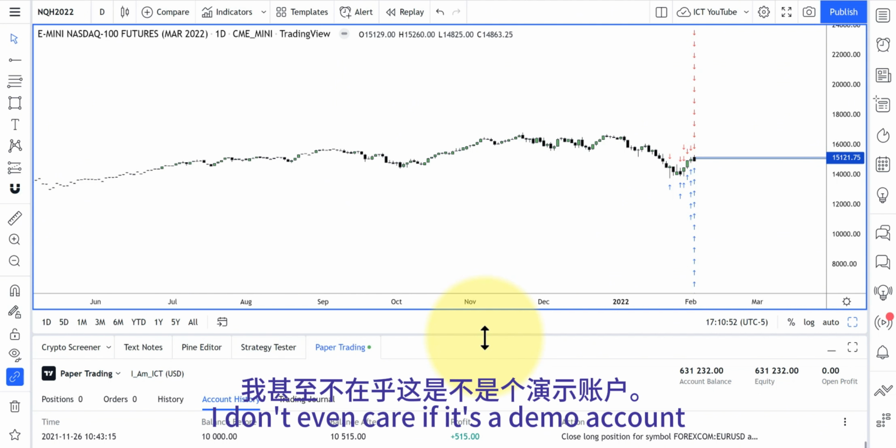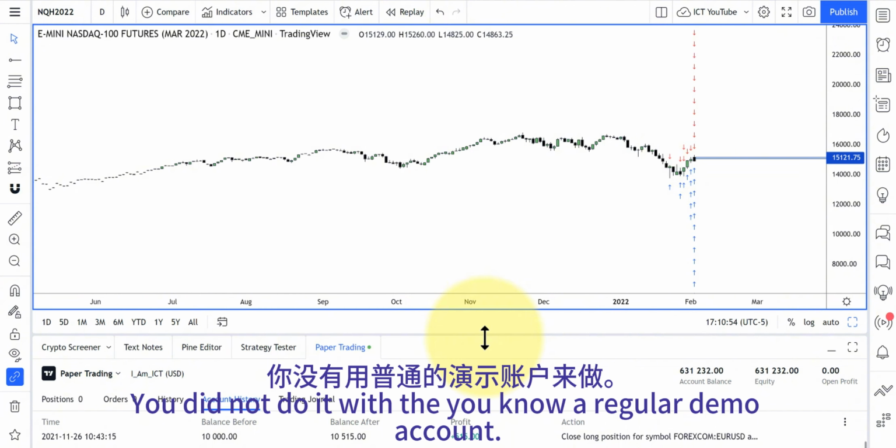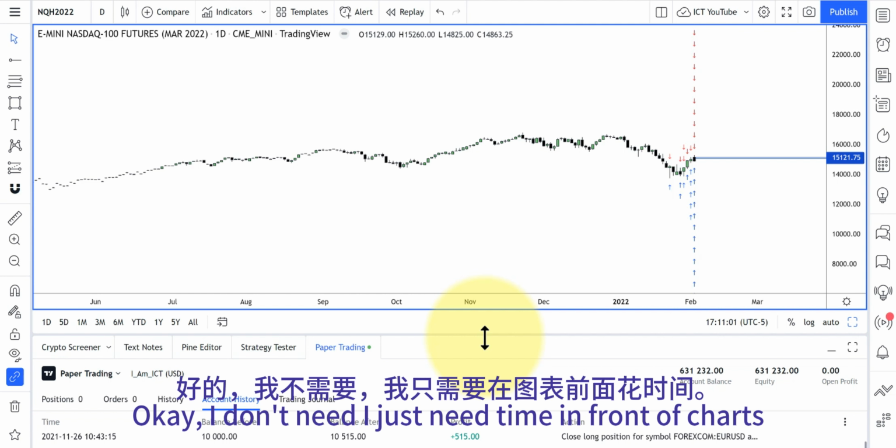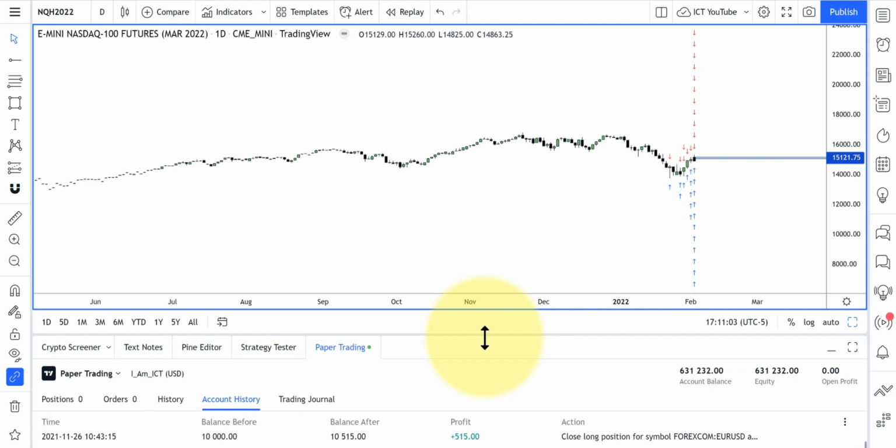Do this and do this. I don't even care if it's a demo account. You did not do it with a regular demo account. You used a rented MT4 server. I don't need to do those things, okay? I just need time in front of the charts.